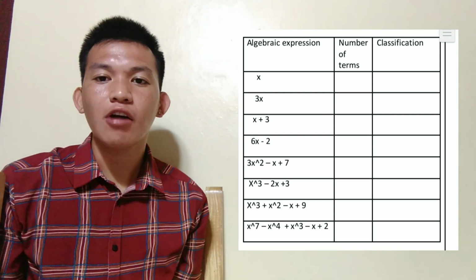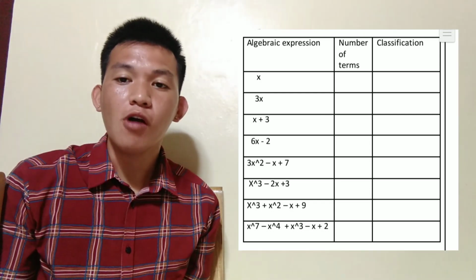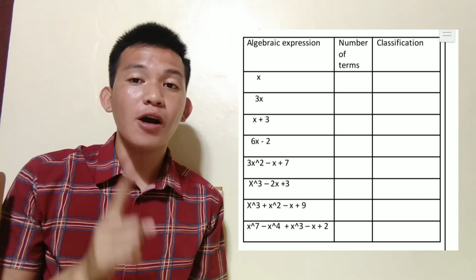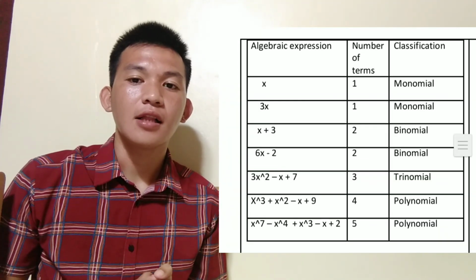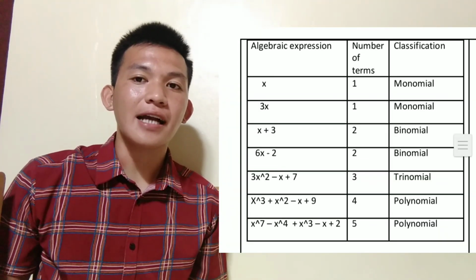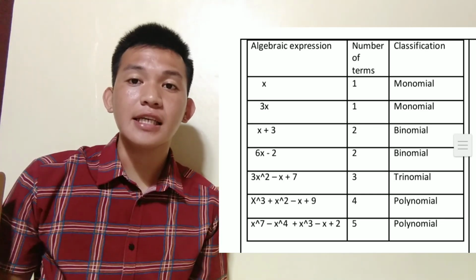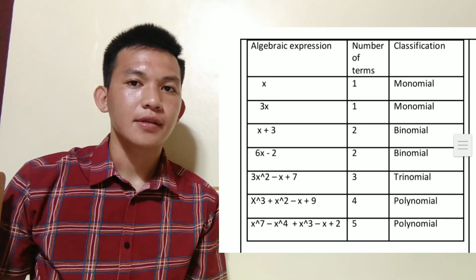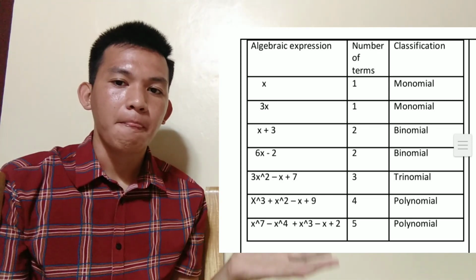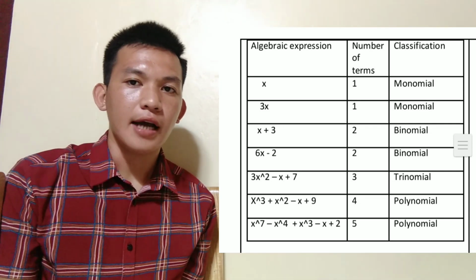The first one, how many terms are in there? There is one. So what is the classification? If one term, it is called monomial. In the second one, there is 3x. What is 3x? 3x contains one term and it is monomial. And here are the following answers. Okay, you are very good at identifying the number of terms, and now let's proceed to the classification of algebraic expression according to the number of degrees.